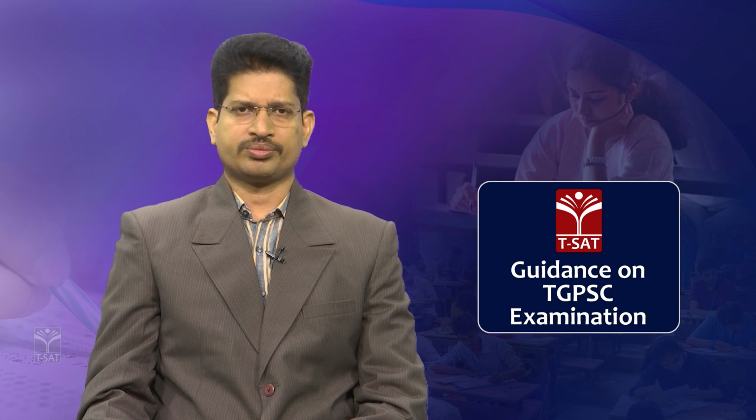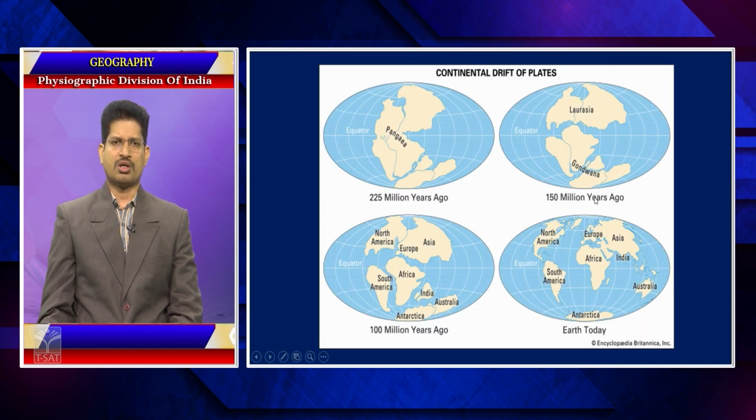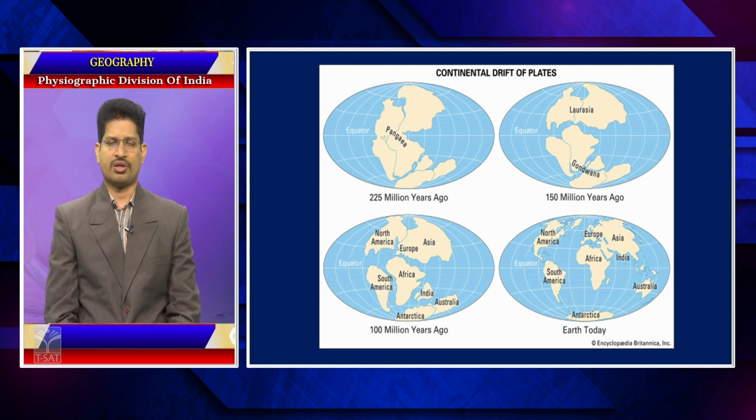For example, take the case of India. Initially when it was formed, it was not in contact with Eurasia. It is the result of drifting from the great continent Gondwana. Gondwana itself was formed from Pangaea. To make you understand, this is the configuration of the continents around 225 million years ago. Pangaea is a mega continent from which Panthalassa and Gondwana were formed. Panthalassa is otherwise also known as Laurasia.